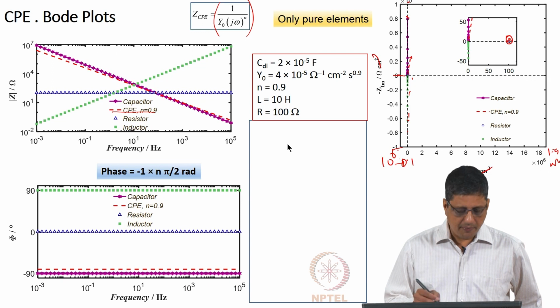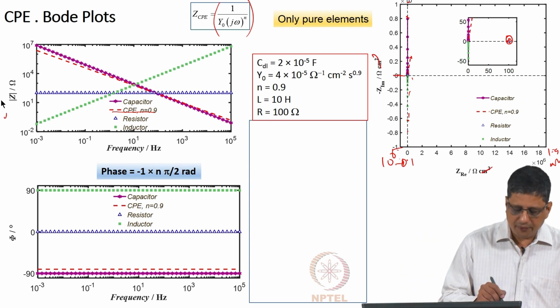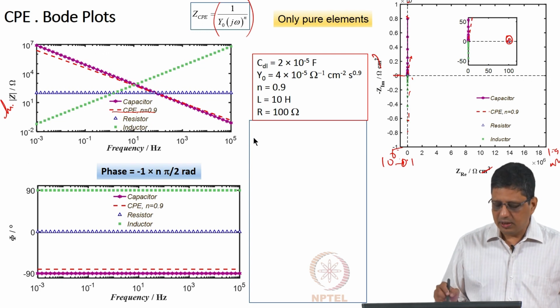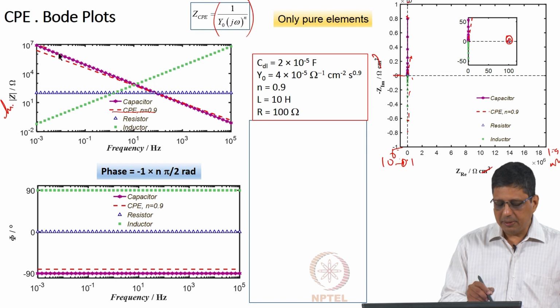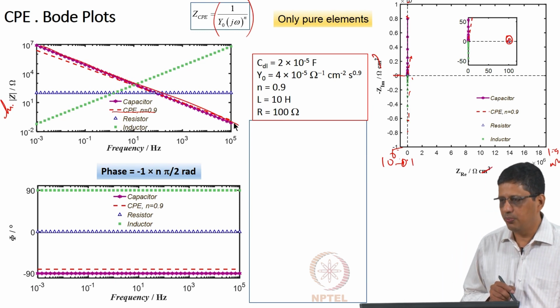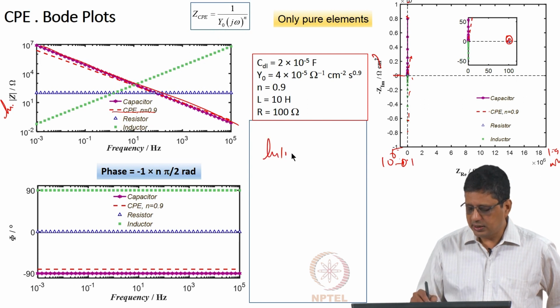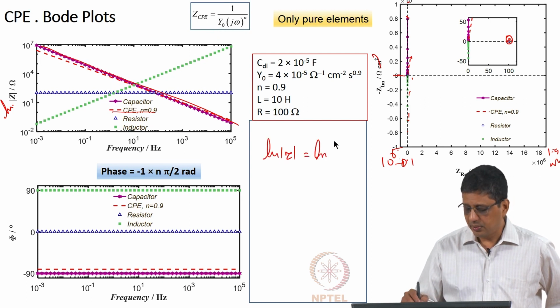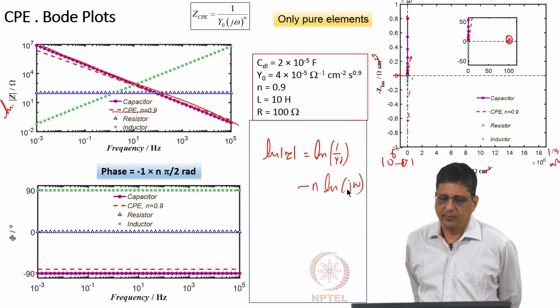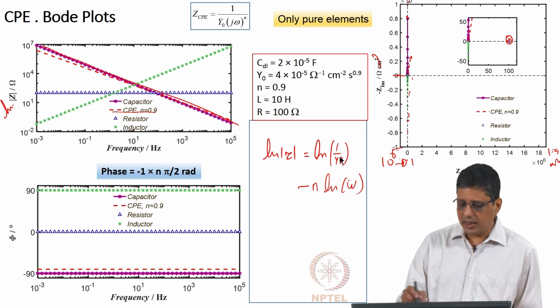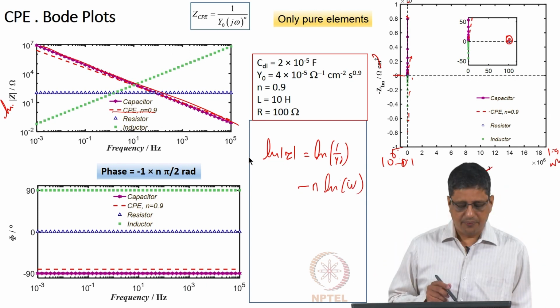Now, if you plot them in a Bode plot with log of z, I have put the log scale here, with frequency in the log scale. A pure capacitance will give me a straight line with a negative slope. Basically, I have to take the log of this, I am going to get ln z, or if I take the magnitude, the j will go away. This is what it will look like. So, it is going to look like a straight line with a negative slope of minus 1.